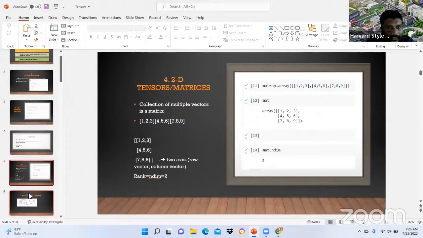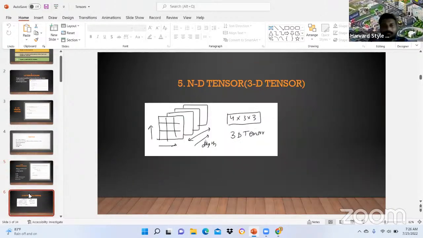Okay, 2D tensors we got idea. Now we'll see the n dimensions. Under the n dimension, first thing is the 3D tensor. 3D tensor, I told it is a collection of what? Matrices. It is a collection of matrices. See, guys, this is the first matrix, isn't it? This is the matrix that we have discussed earlier.